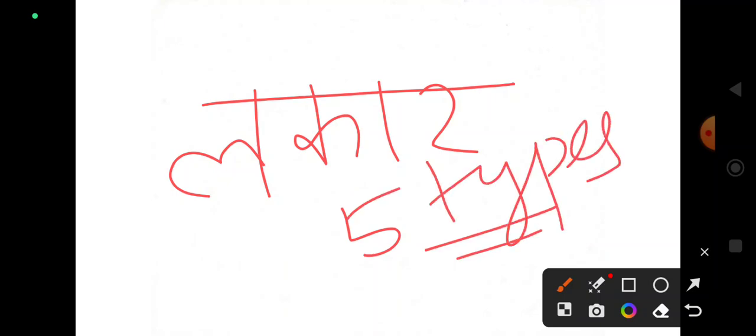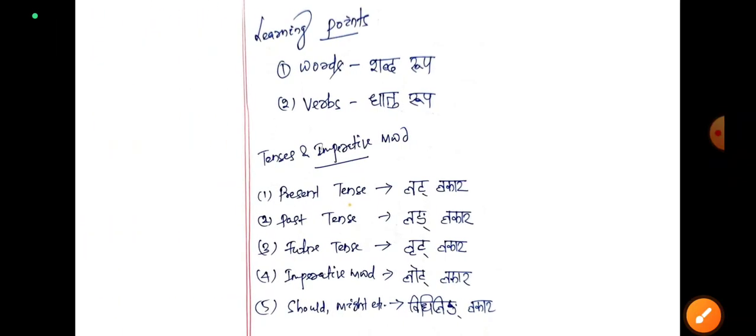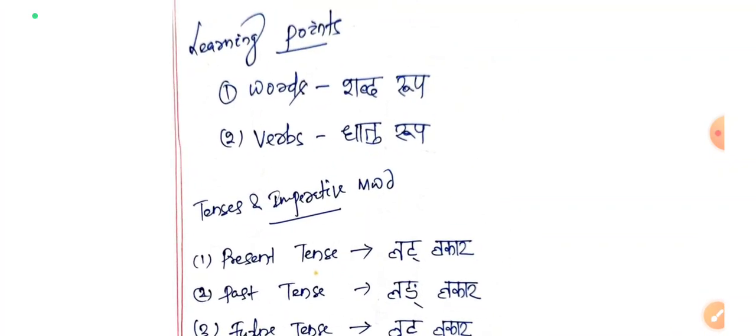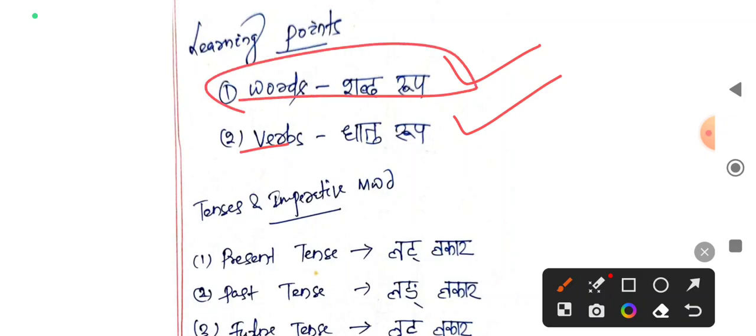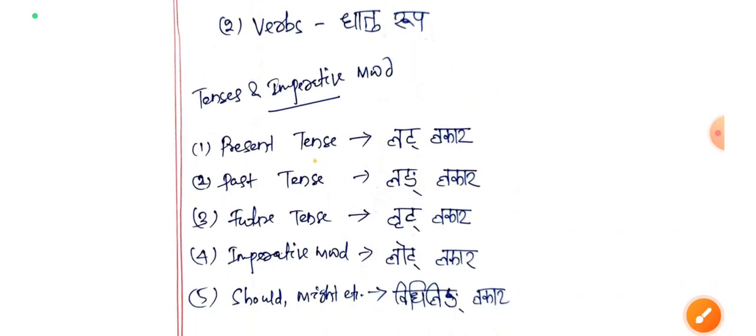Okay, so I have written here, see, these are the learning points for all of you. Words are called Shabda Rupa in Sanskrit. Verbs in English, in Sanskrit we can call Dhatu Rupa. The Shabda Rupa could be a noun, pronoun, or the subject of the sentence. Dhatu Rupa is the verb in the sentence. Now I told you 5 lakaras are there.